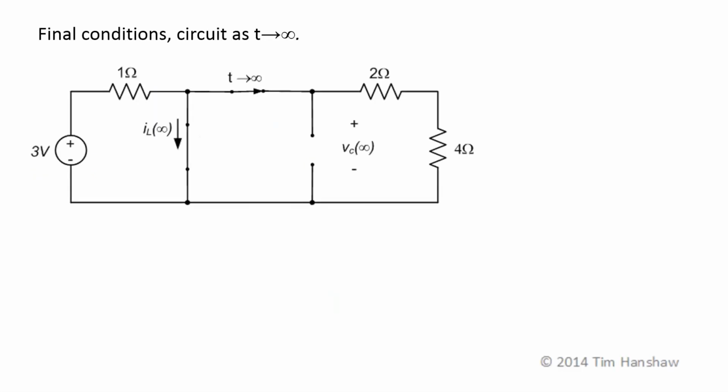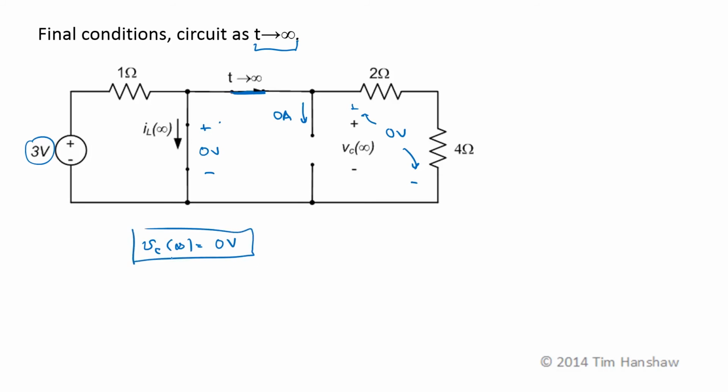Now let's look at the final conditions. As t goes to infinity, again, this is a constant input. The inductor is going to look like a short circuit, so there will be no voltage across that. The capacitor will look like an open circuit, so there's no current through that. This switch is in this position, and it's been in that position for a long time. So, since there's no voltage difference between here and here, this voltage is 0 volts. So V sub C at infinity is again 0 volts. That's one of my final conditions.